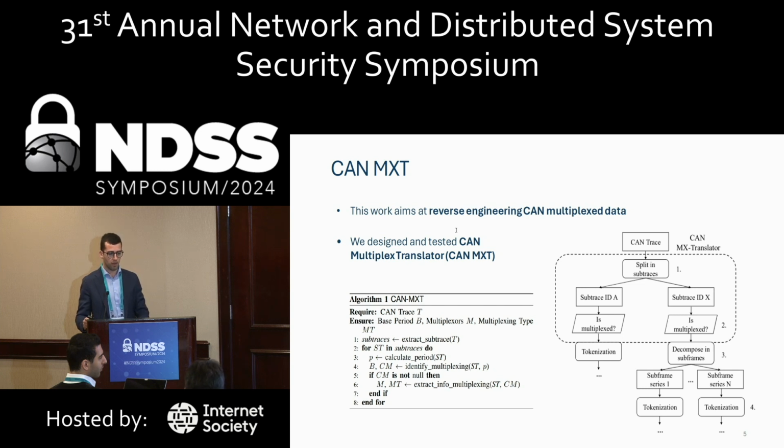So we collect the trace and we split the trace in subtraces, one for each ID, and we analyze each ID independently. If we find that the frames associated with the ID are not multiplex, then we proceed with the standard tokenization. Otherwise, we identify the multiplexer and we decompose in additional subframes, so basically one series for each multiplexer. And then we tokenize each subseries independently. On the left, you can see an overview of the algorithm, which of course is way more articulated in the article.